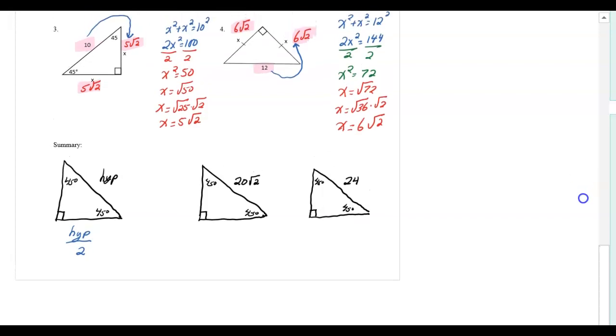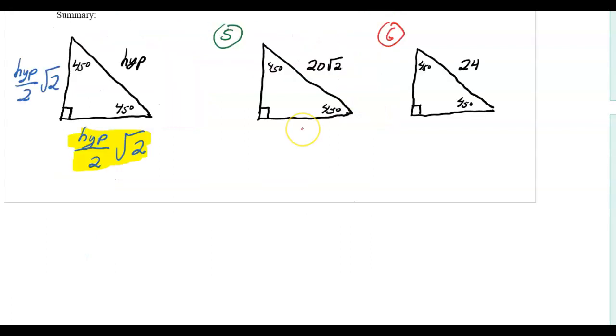So look at problem numbers 3 and 4. We divided the hypotenuse by 2. That's the number in front of the square root, so it's hypotenuse over 2, square root of 2. So let's take a look at example number 5. In number 5, the hypotenuse is 20 root 2.